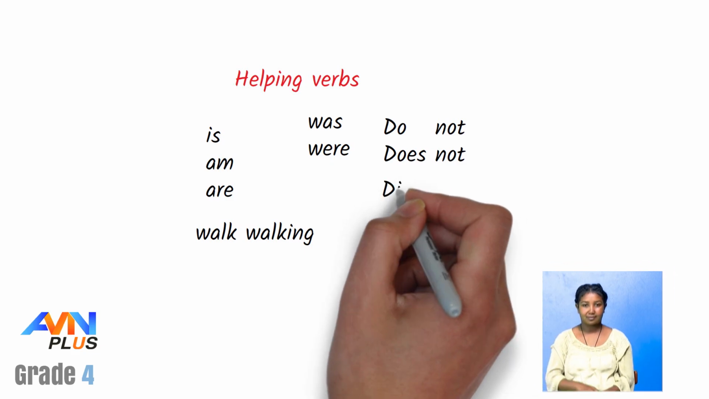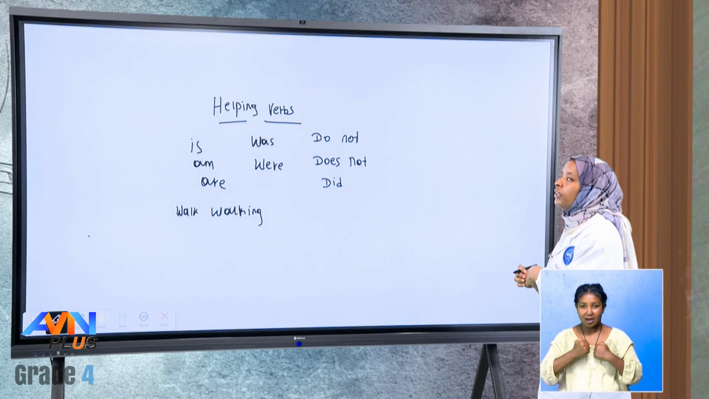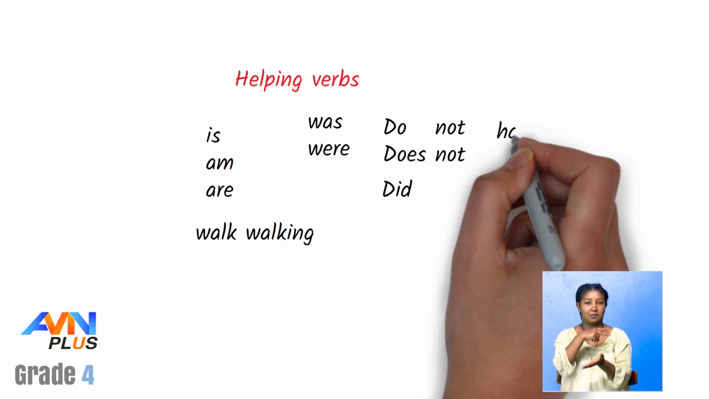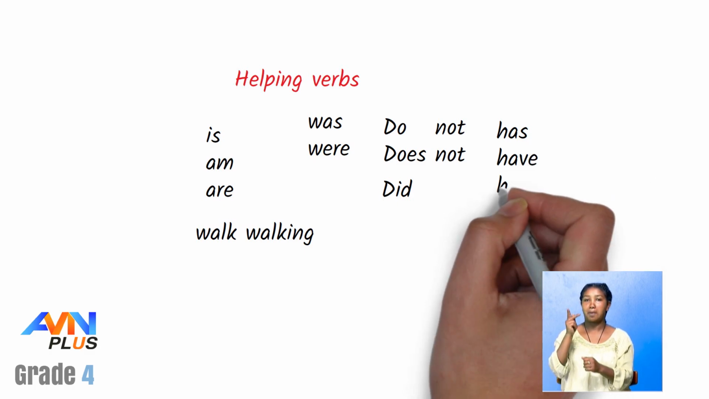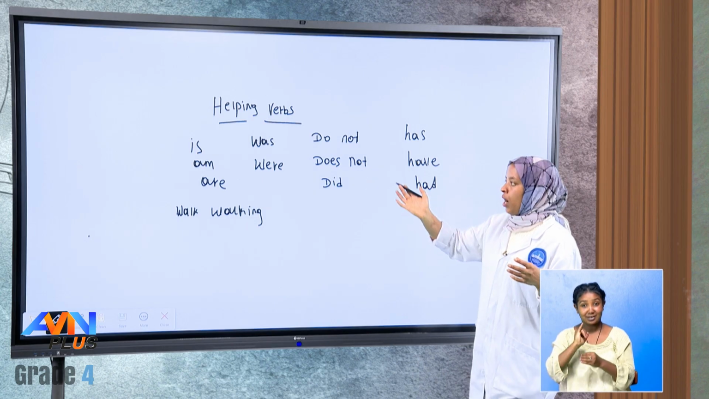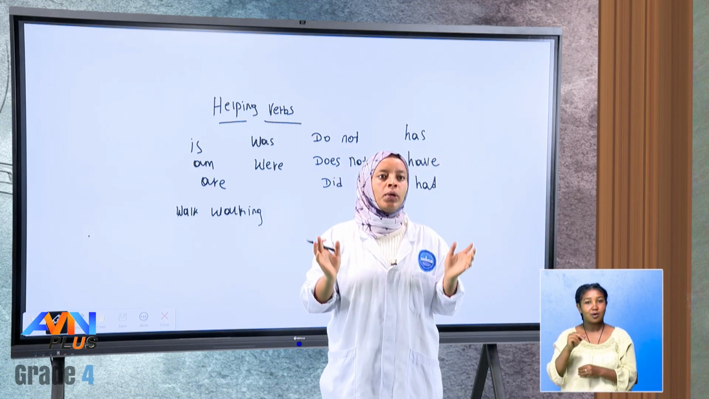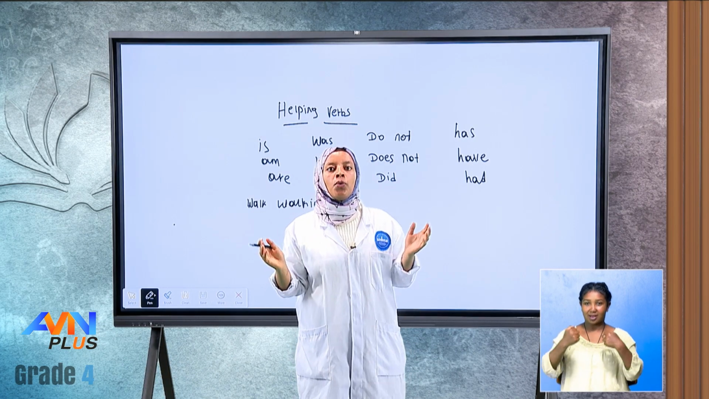Also we can use has and have as helping verbs. And as a past, here is had. So students, here is, are, was, were, and we can use also do and does and has and have.